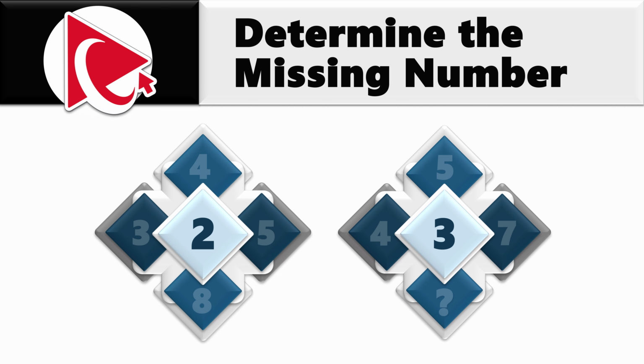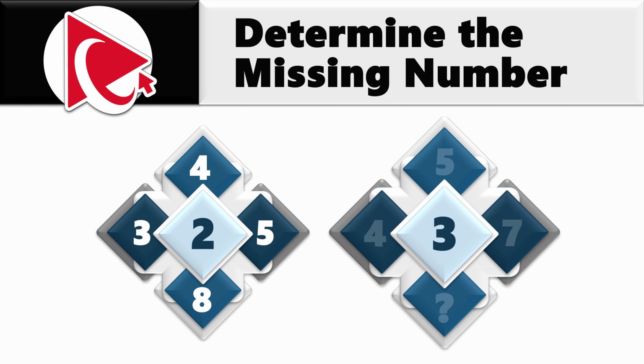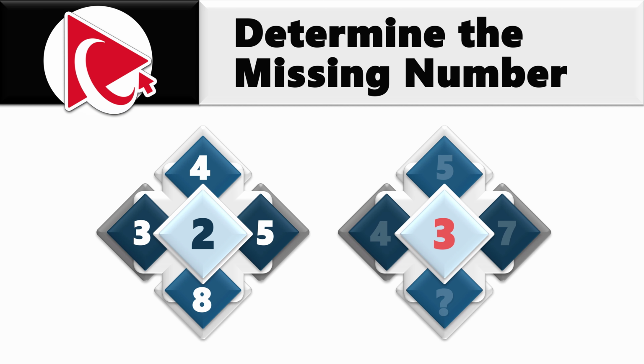In the first diamond, the middle number is 2. And then starting from the 9 o'clock, the numbers are 3, 4, 5, and 8. In the second diamond, the middle number is 3. And numbers starting from 9 o'clock again are 4, 5, 7. And then comes the missing number, which you need to calculate and select out of 4 possible choices.